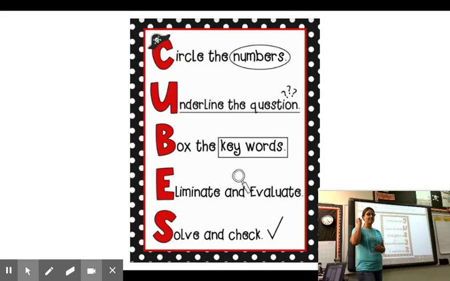So cubes is C. C stands for circle the numbers. U stands for underline the question. B stands for box in the key words. Those are math action words, or words that help you know what's going on in the word problem. Eliminate and evaluate. So we'll eliminate things we don't need. Evaluate means we'll look at the problem to see how we can solve it. And S stands for solve.